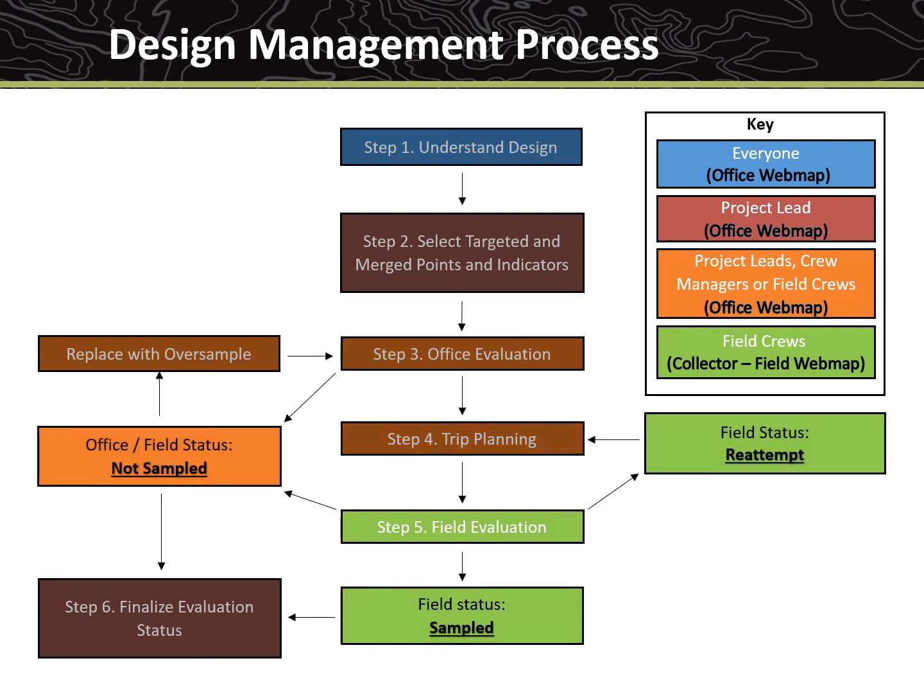Once each point is visited, the field evaluation status should be recorded in the field web map and field visits layer, and this status then verified by the project lead and crew manager. Once the desired sample size for each stratum is met and all fields in the points layer have been finalized, the National AIM team should be notified so they can ingest it into their database.